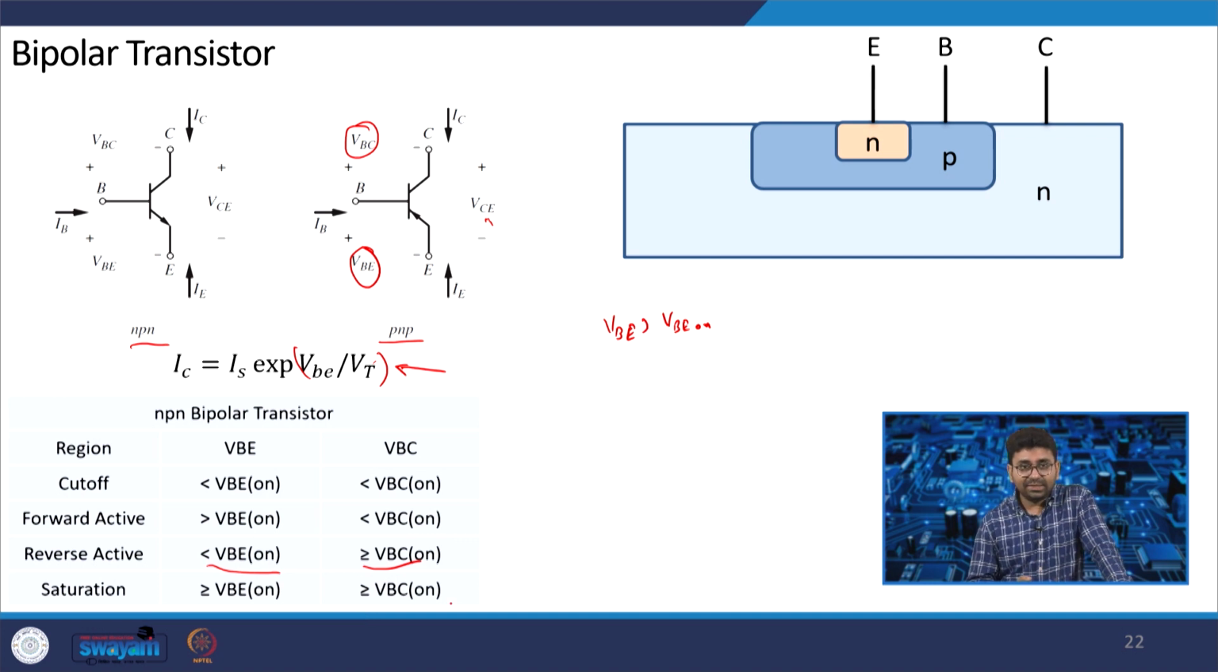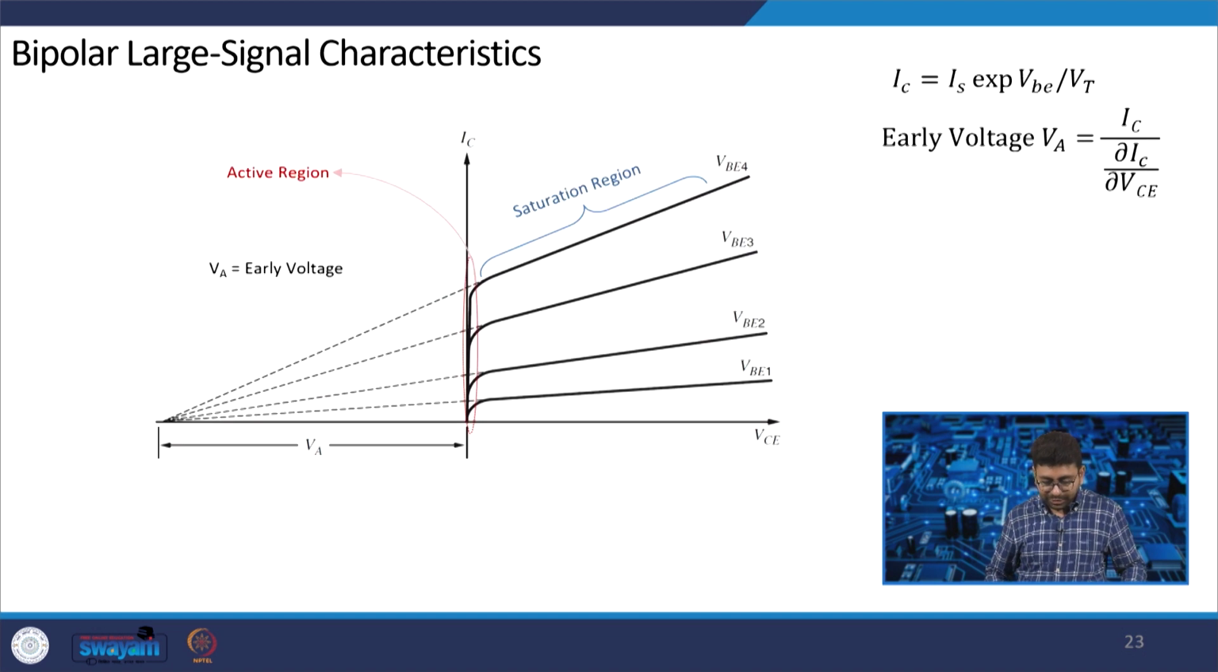But when we consider the BJT, we work in the active region. Generally there are cutoff, saturation and active regions, and we work in the active region, where the base-emitter junction is forward biased and the base-collector junction is reverse biased. This is how BJT large signal analysis works. Once you have biased your BJT in the active region, you can consider the small signal model.